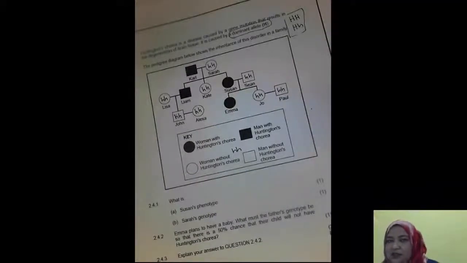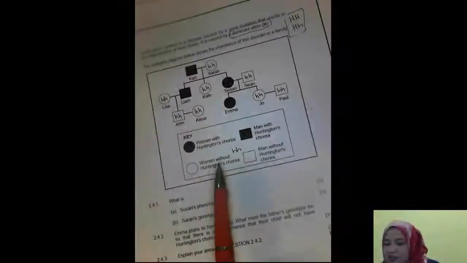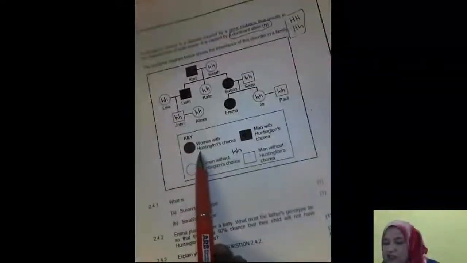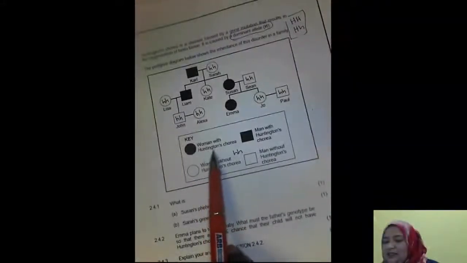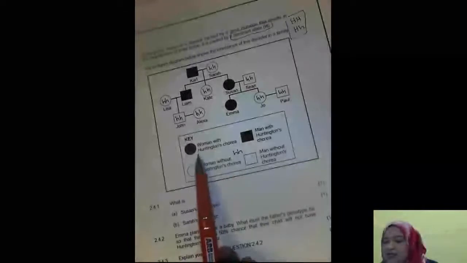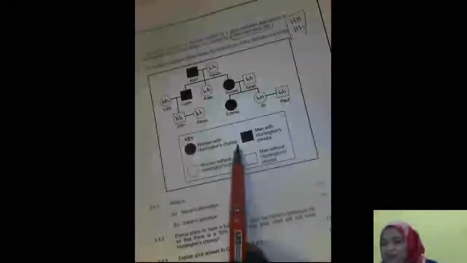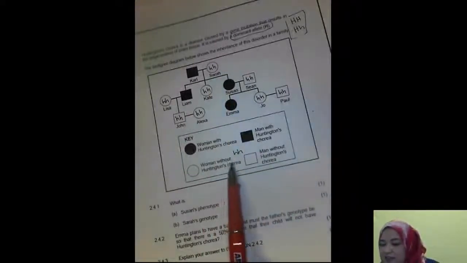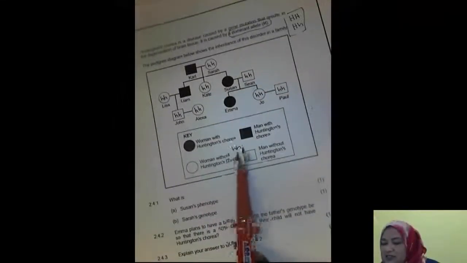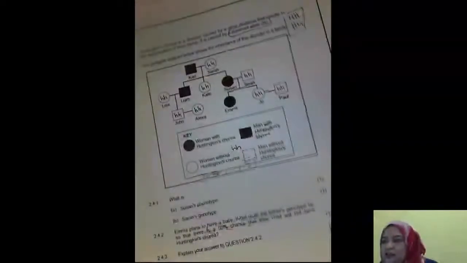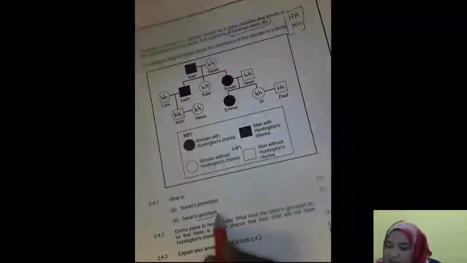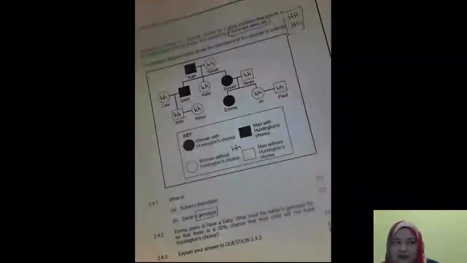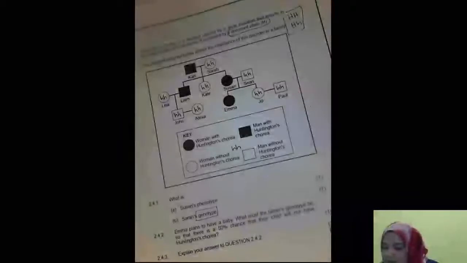So phenotype is, what is her physical appearance? What is the physical characteristic? So she is a female and it's dark, so she suffers from Huntington's chorea. Okay? The next question is Sarah. Sarah is not a sufferer, so therefore Sarah is homozygous recessive. They want the genotype of Sarah, okay, and not the phenotype.